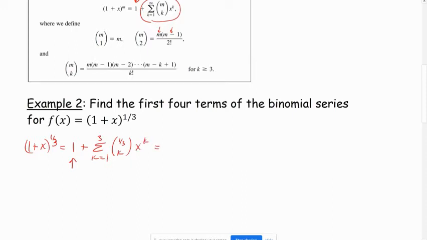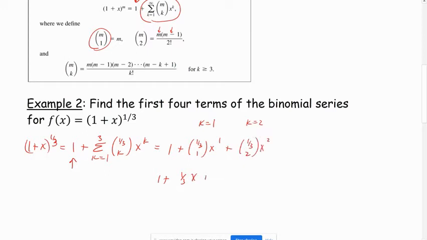And so now if we expand that, we're going to plug in k equals 1. And so that's going to be 1/3 choose 1, x to the first power. When we simplify that, as it says here, m choose 1 is just m. So this is going to be 1/3 x to the first power. And then when we do k equals 2, we're going to have 1/3 choose 2, x to the second power.